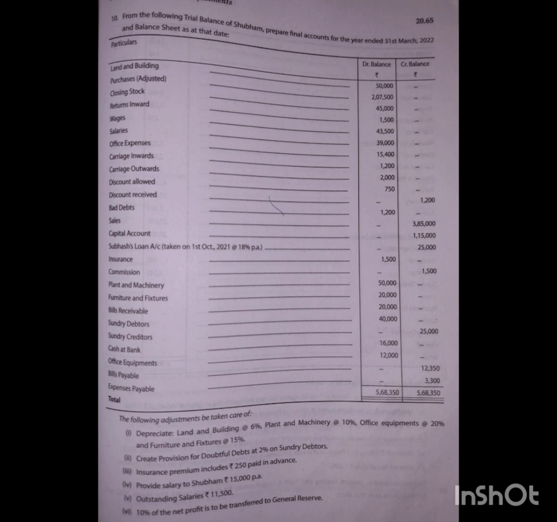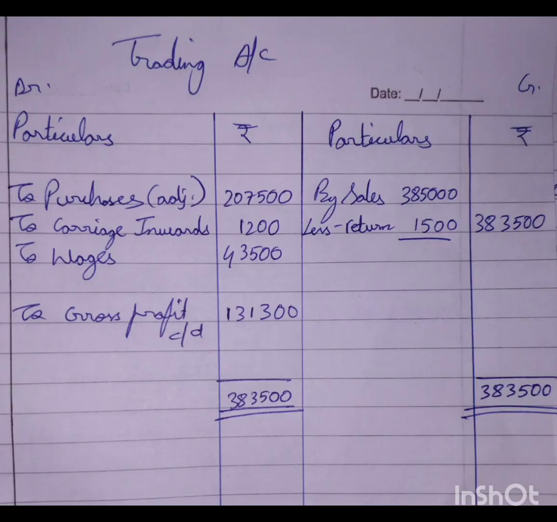charge depreciation on the respective assets and show it in the P&L debit side, and in the balance sheet asset side we have to deduct depreciation from those assets respectively. These two calculations will be done for depreciation. In the P&L account debit side, you charge depreciation on the asset value multiplied by the depreciation rate, and whatever depreciation amount you get, you subtract from the asset in the balance sheet asset side. This will be the first adjustment.